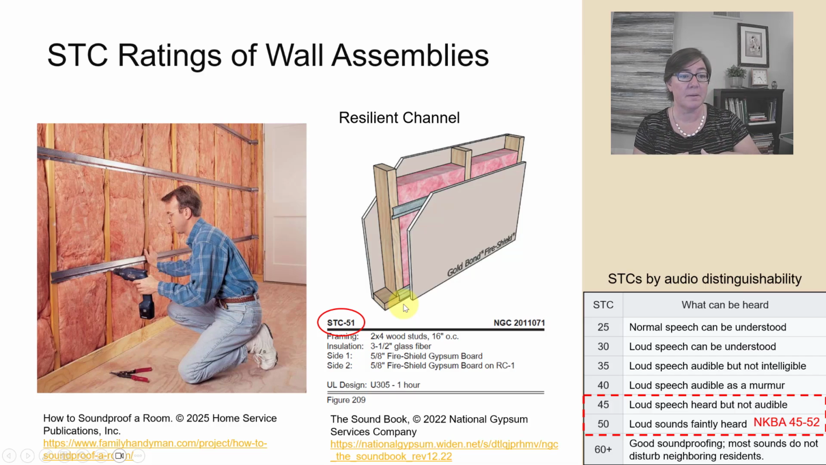The problem is the resilient channel is fairly hard to install. And if your contractor installs it incorrectly, it ruins the acoustic benefits. If they send the screw all the way through the channel instead of just one piece of it, you no longer get that decoupling piece.